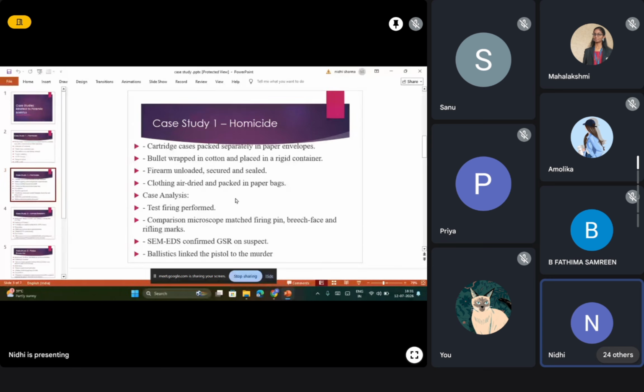IBIS or NIBIN will only be able to determine the firearm if it was already present in the database. Like, if I am committing a crime right now, and I have already committed a crime in the past, then only IBIS and NIBIN will be able to say that yes, this was already available in my database, and this is the particular firearm which fired the projectile. Okay.